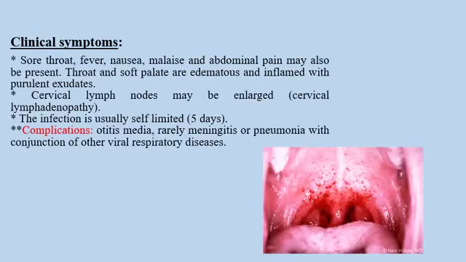The clinical symptoms include sore throat, of course, fever, nausea, malaise, which means tiredness, and abdominal pain may also be present. The most important feature of strep throat is that the throat and the soft palate are edematous, swollen and inflamed, with purulent exudates. As you can see here, the inside of the throat is full of white pus, which is the purulent exudate. This white color in the throat is very characteristic of strep throat infection. Also the cervical lymph nodes may be enlarged, which we call cervical lymphadenopathy.